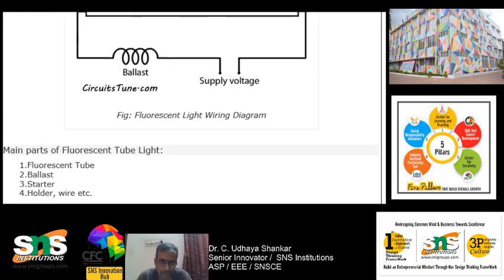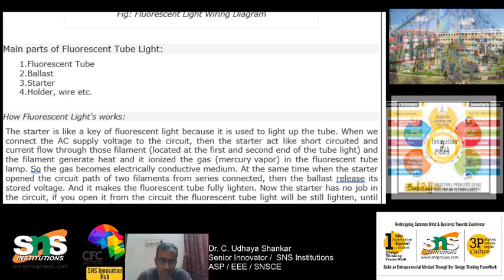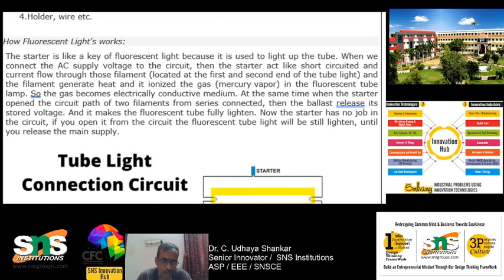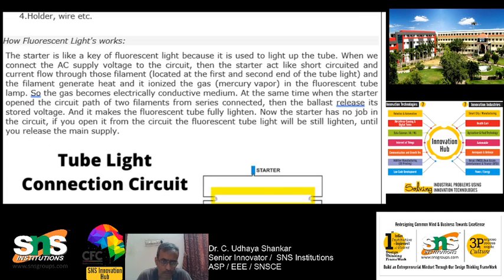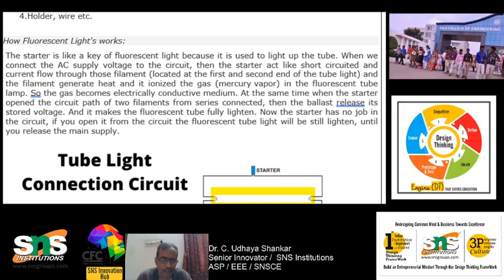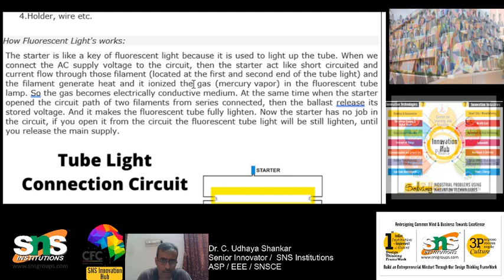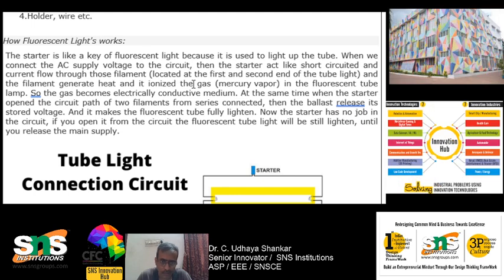Okay. So a fluorescent tube, ballast, starter, holder and wire are the different things which are needed in order to execute the fluorescent light wiring. So this is how it works. The starter is the key of the fluorescent light because it is used to light the tube. When we connect the AC supply voltage to the circuit, initially the starter acts like a short circuit, so heavy current will flow through the filament, and because of which it gets heated, and then the starter will behave as an open.